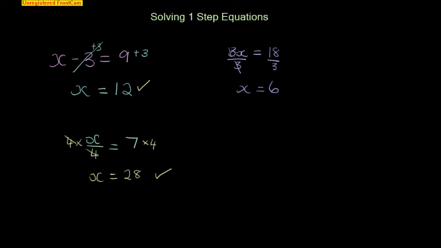And our last one, if we've got 3x is equal to 18. If x is 6, 3 times 6 does equal 18. So we are, in fact, correct. So that, guys, is how you solve one-step equations.